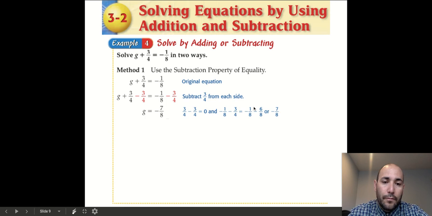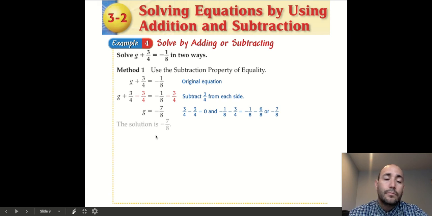Okay, so if you forgot how to do this, you can watch some quick instructional videos on how to add and subtract fractions. Calculators also do this really easily as well, but probably a good thing to know. So here my solution is g equals negative 7/8, right? Because this was my answer here. I zeroed this out. Negative 1/8 minus 3/4 makes negative 7/8.